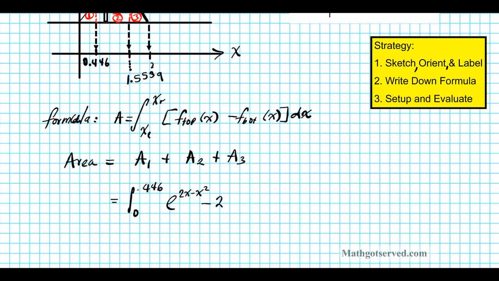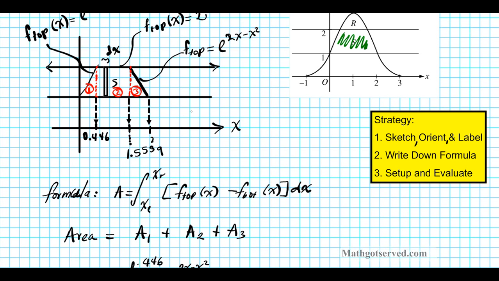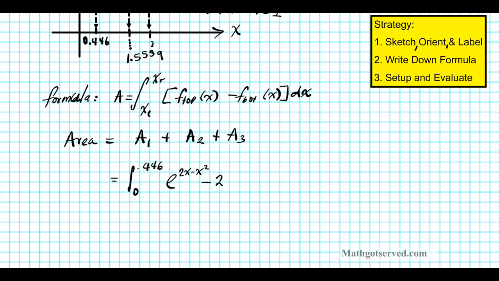F top minus f bottom. F bottom is 2. Actually, no, this is f top. F top is 2, f bottom is 1. So f bottom, gotta be careful with that. F bottom as a function of x is 1. The f bottom doesn't change for the entire domain, okay? So f bottom is 1, so f top minus f bottom, so that minus 1. Alright, dx, that's the area of region 1.